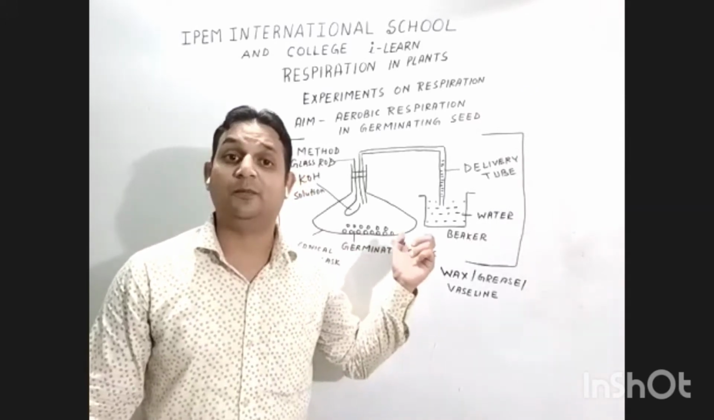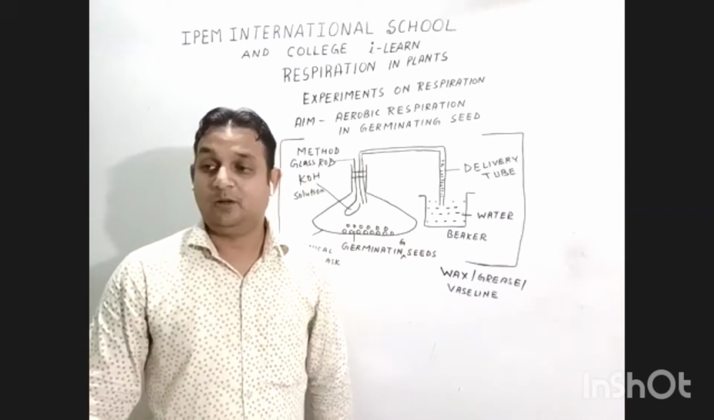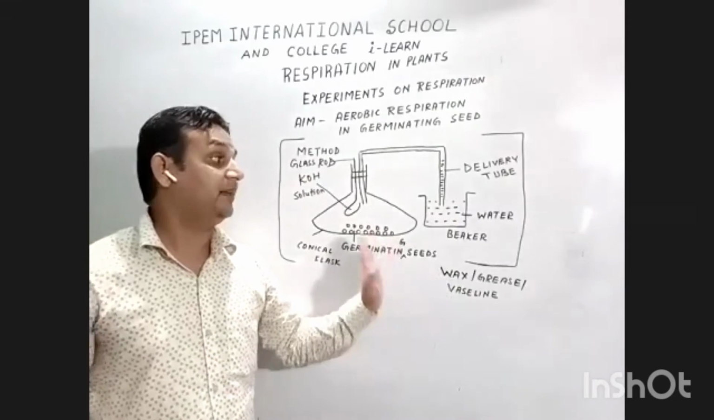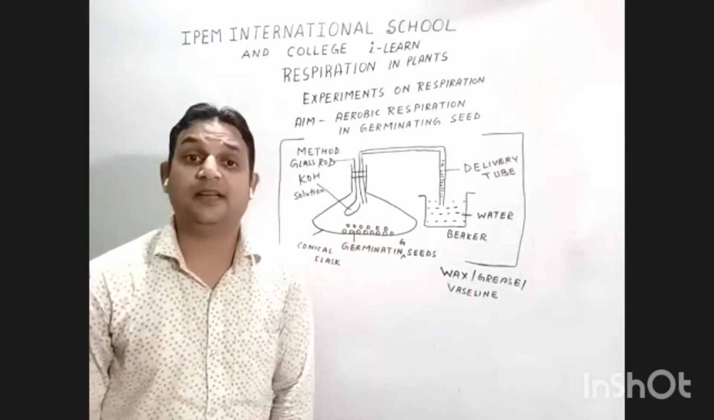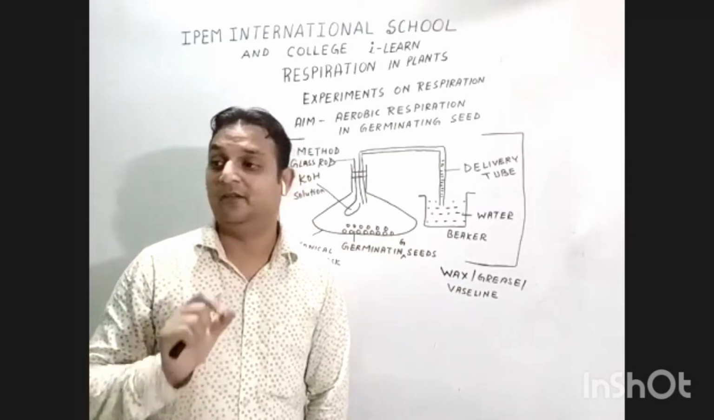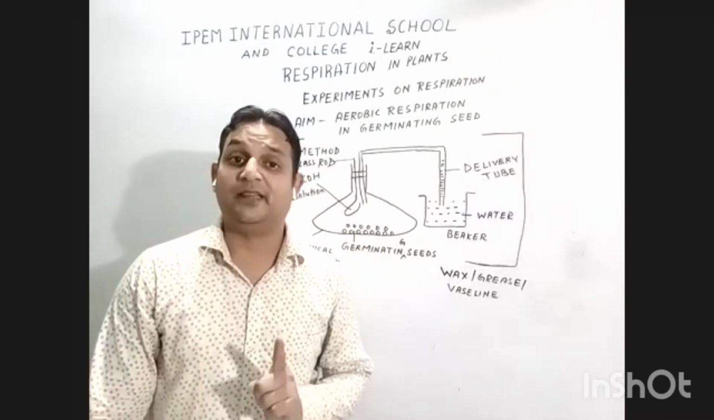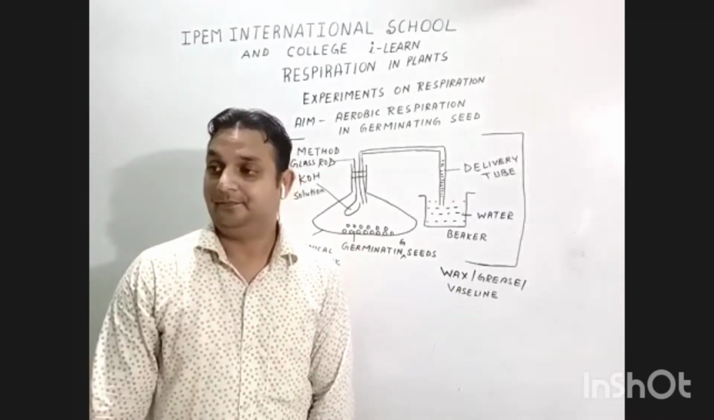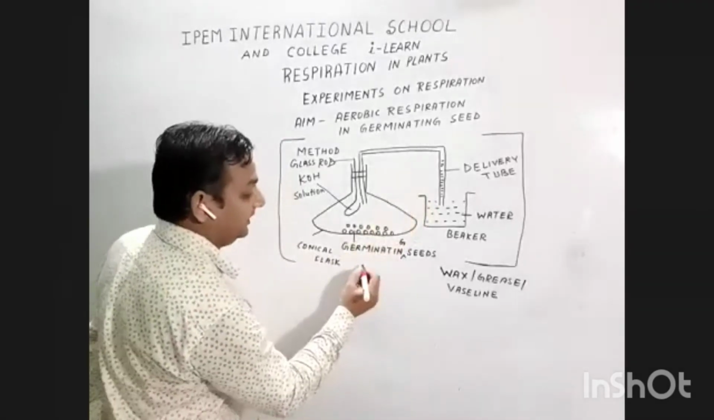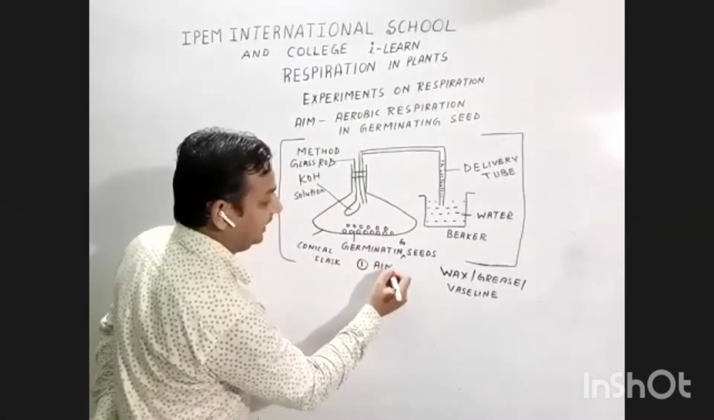Here the germinating seed will not be a plant. The board will give you this diagram: an experimental setup to demonstrate a certain biological process in germinating seed. Finished. First question: what is the aim of the experiment? Second, name the process demonstrated.